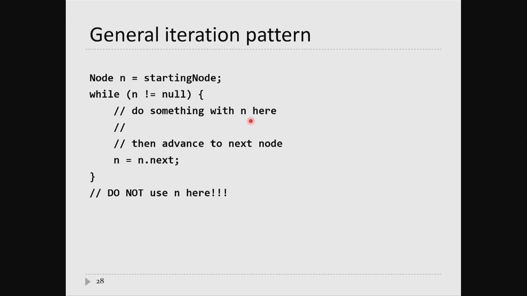So here's the general iteration pattern. You're going to make a node variable, call it whatever you want, I'm going to call it n, and you set it equal to whatever the starting node happens to be. Wherever you want to start your iteration from, you make it point to that node. For our stack, this is going to be this dot top. Now, all you do is write a little while loop. While n is not null, you can do something with n inside the loop. For example, I can print out n.elem, because n's not null, so I can safely use it to access a field or a method of the node class.